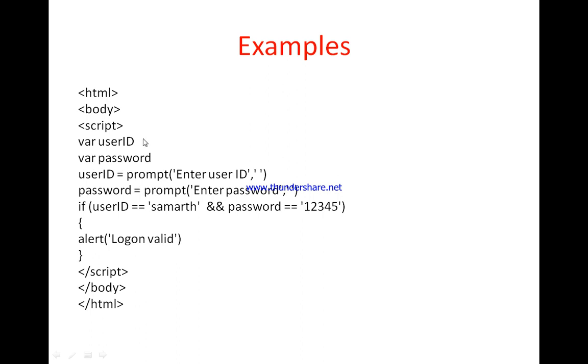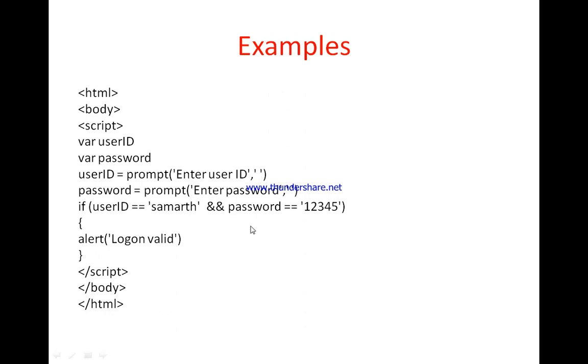Here the first variable, userid, is declared, and the second variable, password, is declared. Here the prompt function is used. It creates an input box, the box which is used for accepting input from the user. The prompt function will create an input box with the label "enter user id", and the second parameter we have kept empty. Whatever value is entered will come as the second parameter here. Our initial value is not there, so it is null.